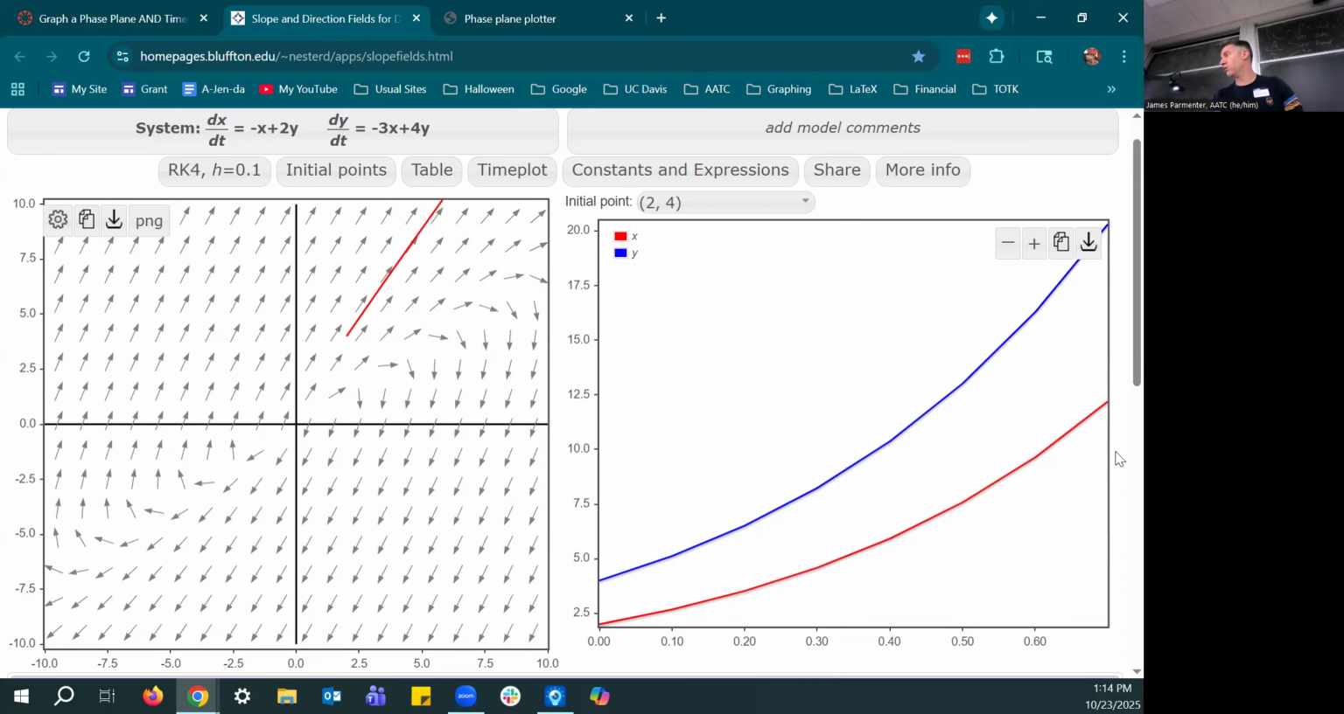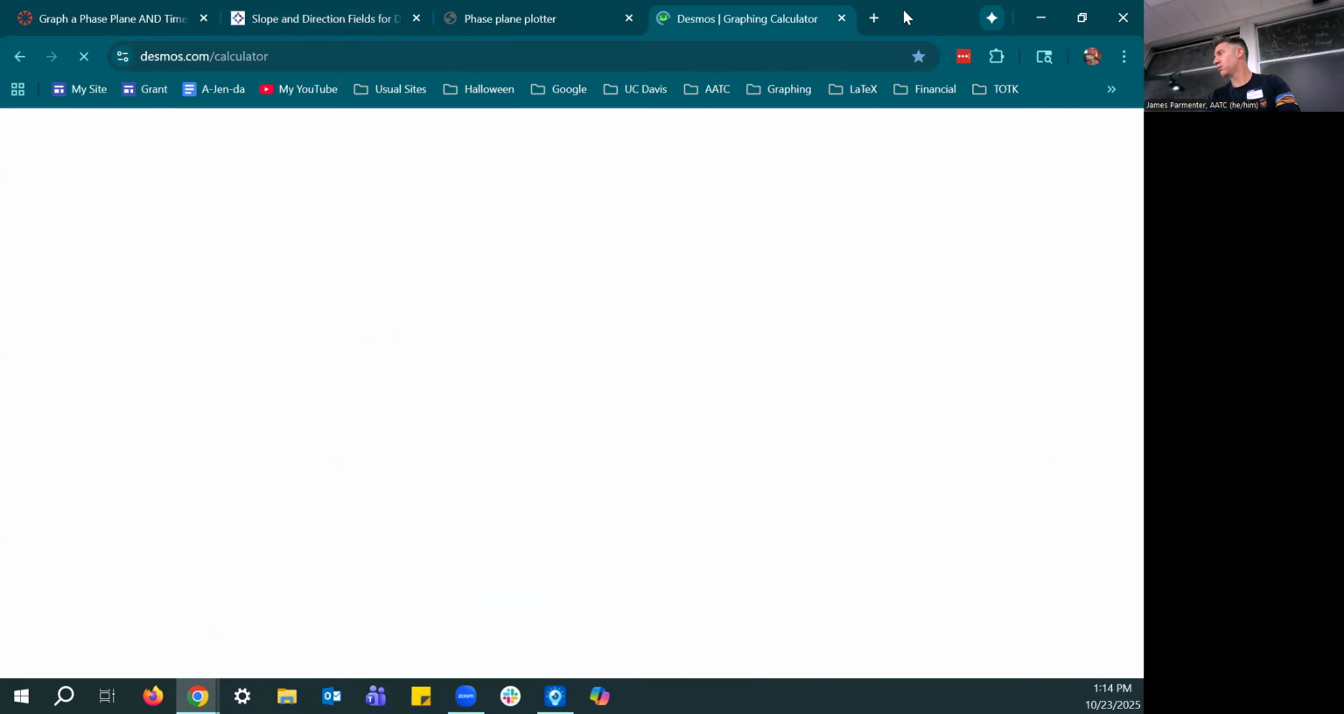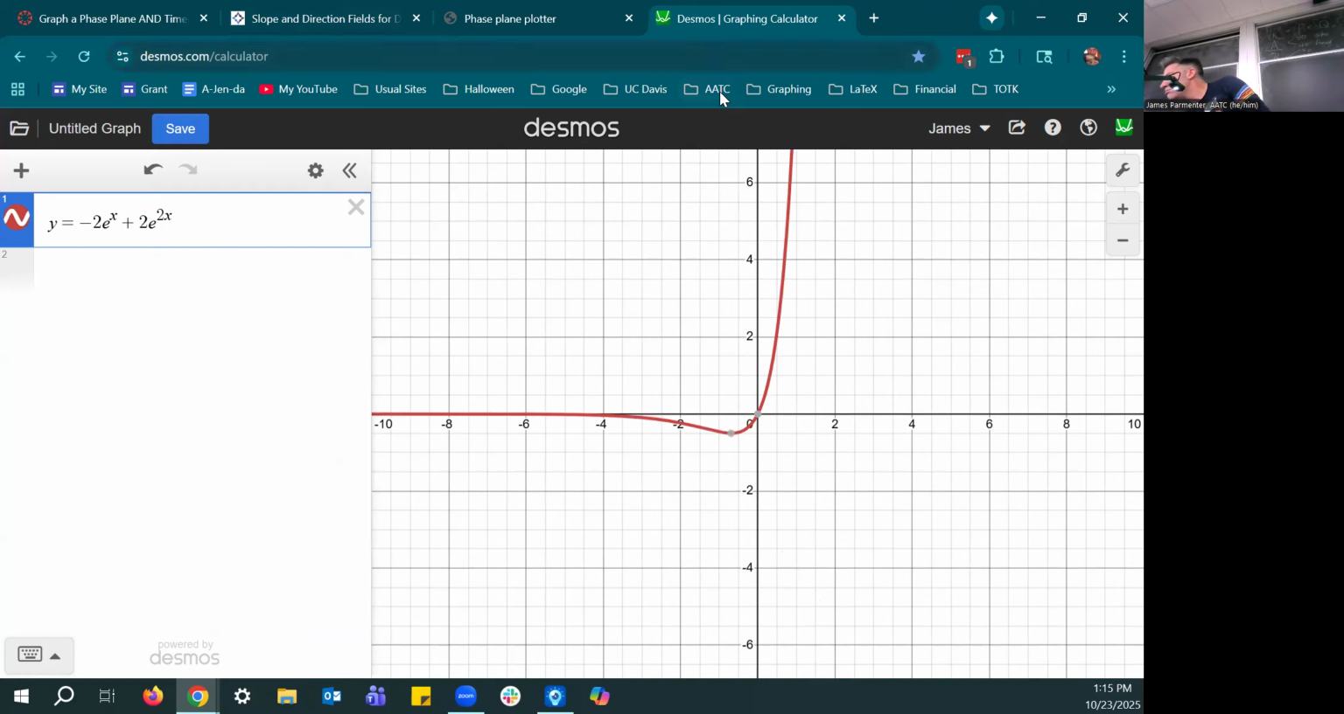But just to show you, if you look over at Desmos here and graph the first one, I'll just use y and x. So y equal to negative 2e to the x plus 2e to the 2x. Starting at 0 shouldn't get me 0. Did I make a mistake? I did. No, you're right. It should be 4. Thank you, good call. That should be 4, not 2.